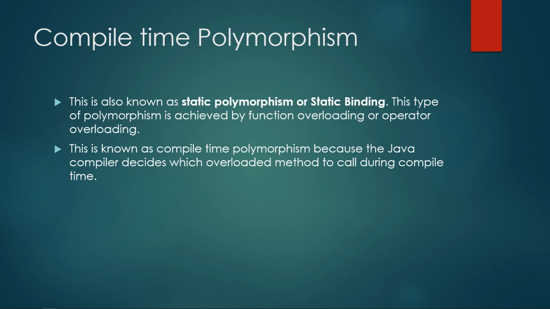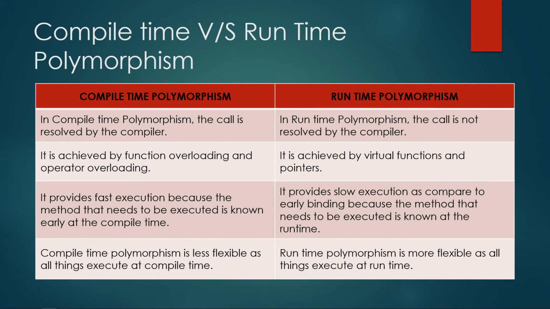So let's quickly compare compile time and runtime polymorphism. In compile time polymorphism, the call is resolved by the compiler, whereas in runtime polymorphism, the call is not resolved by the compiler. Instead, it is done by the JVM. So, compile time polymorphism is achieved by function overloading and operator overloading, whereas runtime polymorphism is achieved by virtual functions and pointers.